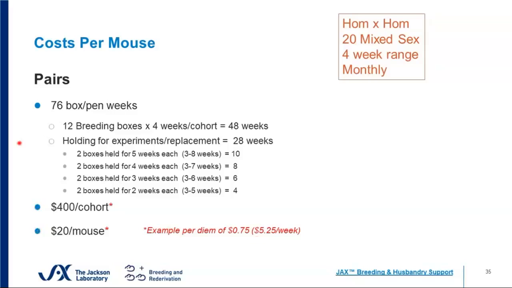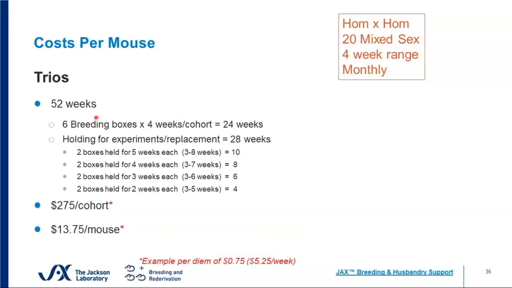If you breed in trios, it's going to be a little bit less because we only have 6 breeding boxes, so 52 total box weeks. And again, with the same per diem, $275 for that cohort or $13.75 per mouse. And so you can use this to potentially estimate what it's going to cost you to produce every cohort of those mice.